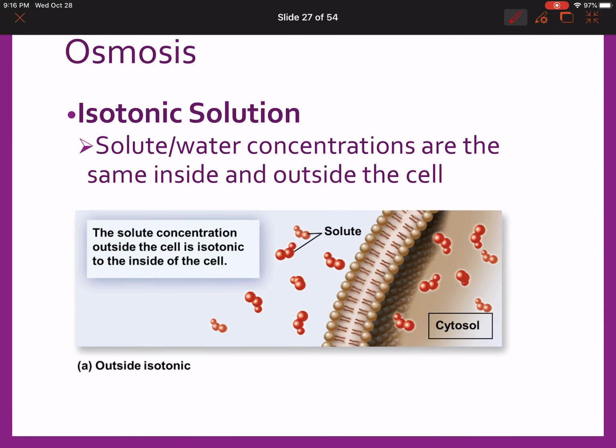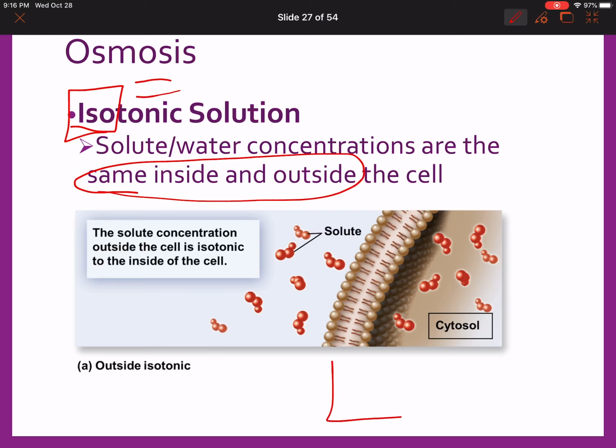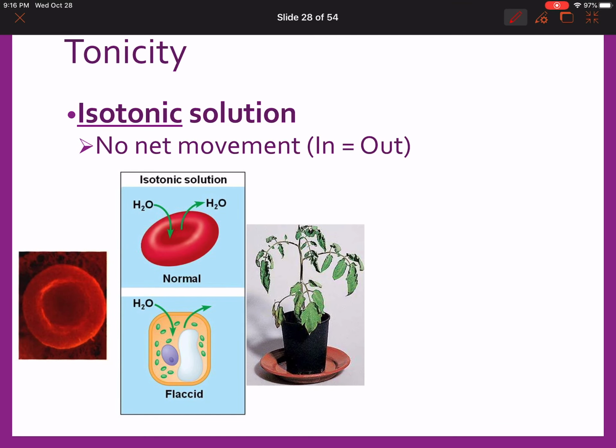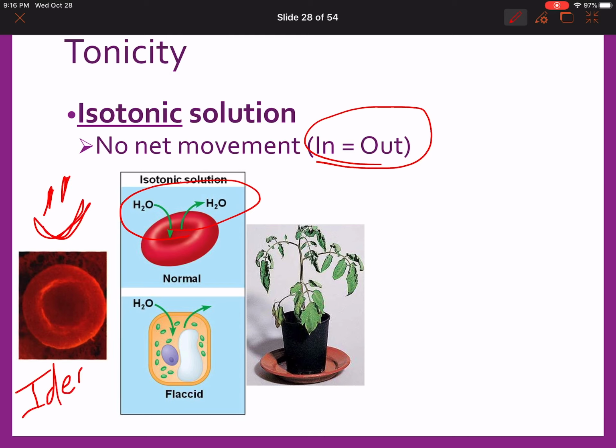All right, isotonic. Iso means equal. Same inside and outside. So beaker, cell, dots everywhere. All the same dots everywhere. Equal, isotonic. With isotonic, there's no net movement. What goes in equals what comes out. This is a happy red blood cell. It's not shriveled. It is not blowing up. This is perfect for a red blood cell.